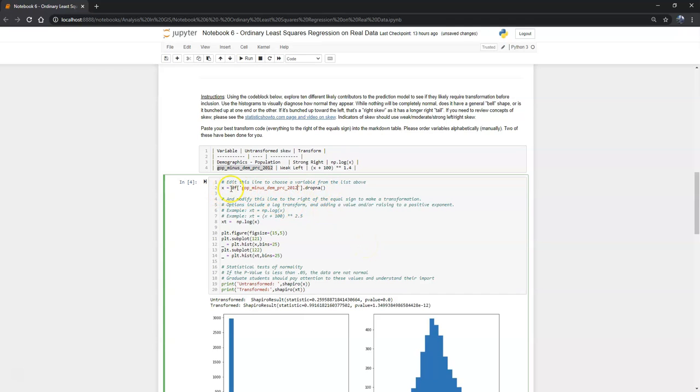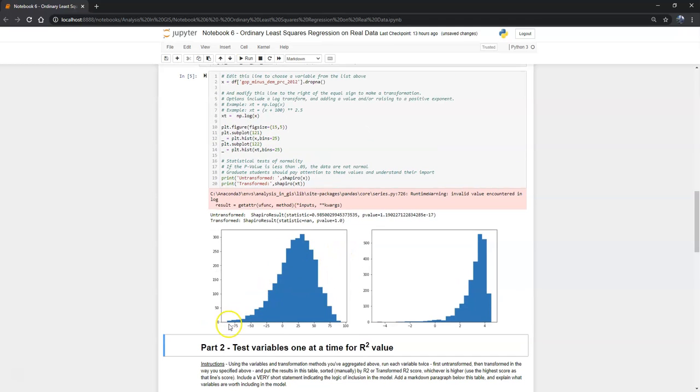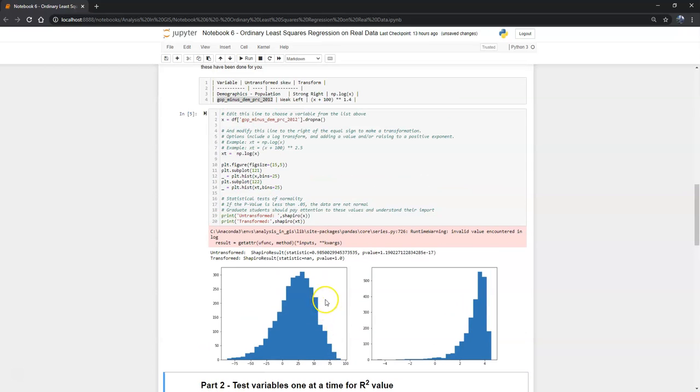So again, we're pulling this out of our data frame and we're storing it in a variable called x. We'll just run this again as we did before. So on the left again is the untransformed data. Does this have a skew to it? A little bit. It's got a little bit of a left skew, right? So the left tail is longer than the right tail. So it's sort of a weak left skew.